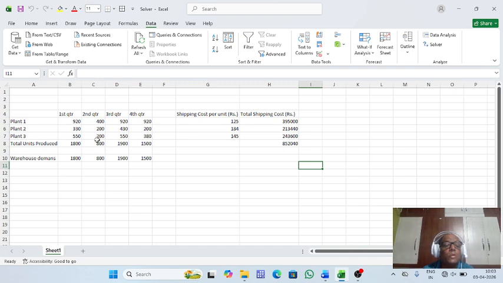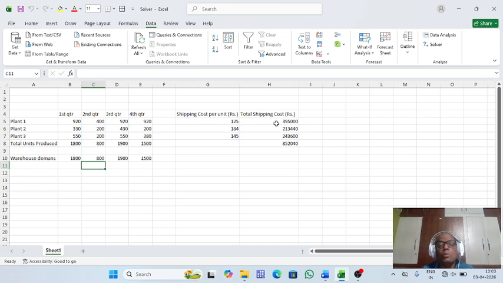That means in quarter 1 you have to produce 920 from plant 1, 330 from plant 2, and 550 from plant 3, to make an output of 1800, which is equal to the warehouse demand. Similarly, 800, plant 1 400, plant 2 200, plant 3 200, it is equal.